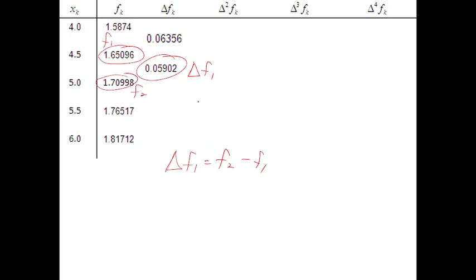So, makukuha natin nun ay 1.70998 minus 1.65096 is equals to 0.05902. Diba? It follows this formula. F sub k plus 1 minus f sub k. So, if k is 1, ayan. Okay? So, we proceed.